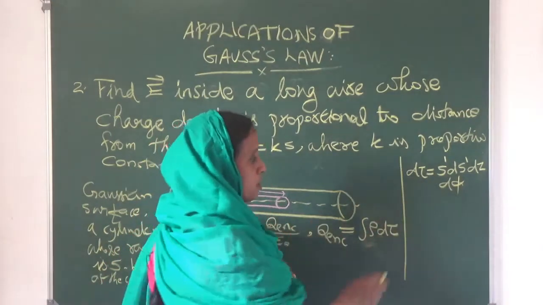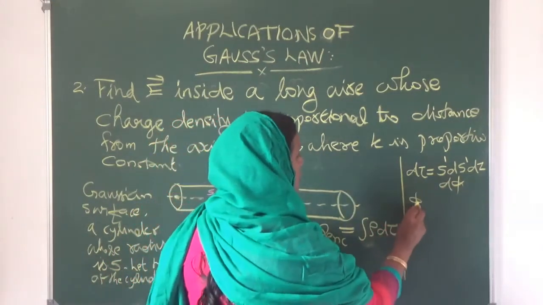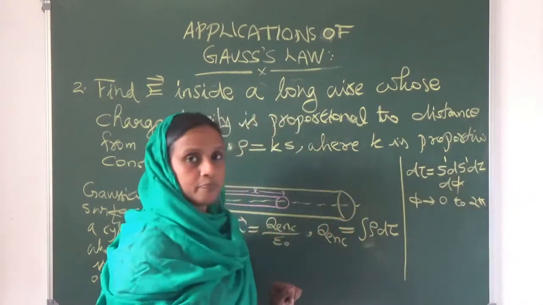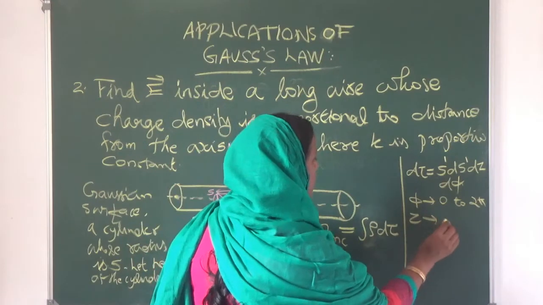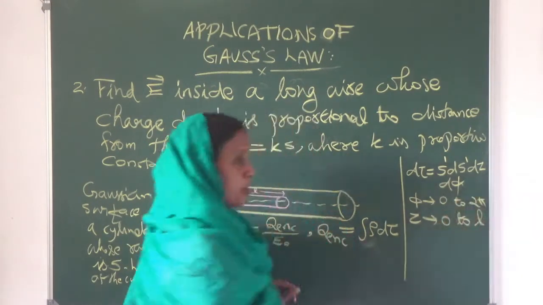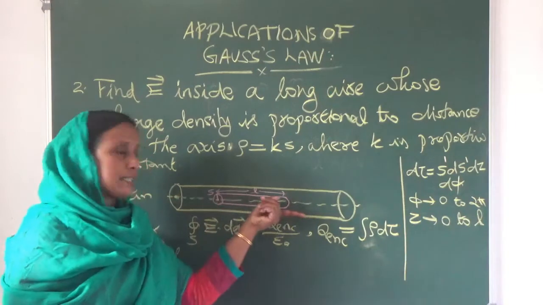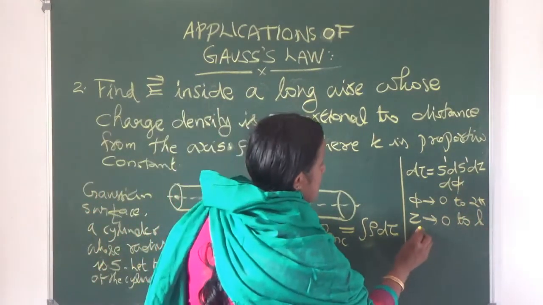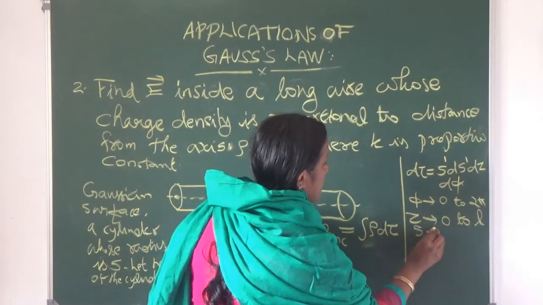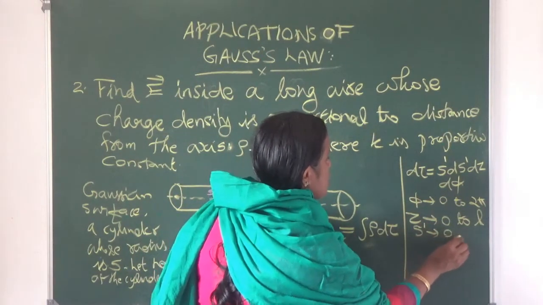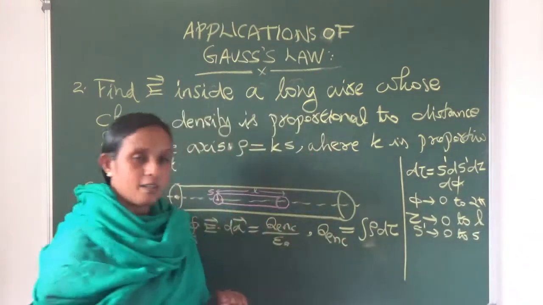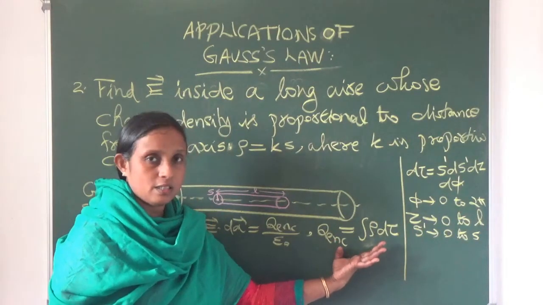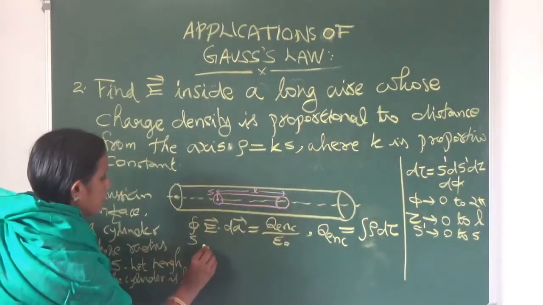What are the limits for these coordinates? Phi varies from 0 to 2 pi. Z varies from 0 to L because Z is along this axis, the length coordinate. And S prime varies from 0 to S. Okay, so I can find the integral using this. What do I get then?